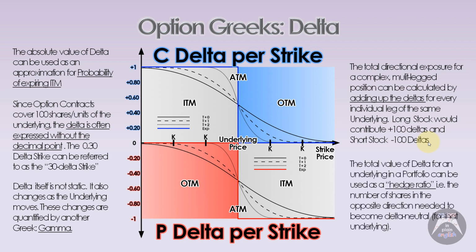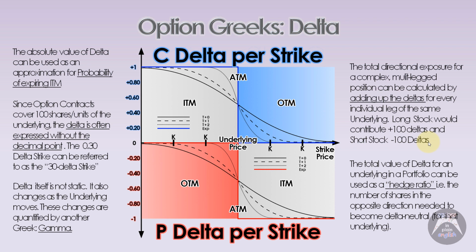And finally, the total value of delta for an underlying in a portfolio can be used as a hedge ratio. So the number of shares in the opposite direction needed to become delta neutral for that underlying. So as I was mentioning, let's say you have, same example, 100 shares and then an at the money call and a 20 delta put. You have 130 shares, so 130 deltas. And then let's say that I wanted to go home flat, which is what traders call going home without delta exposure.